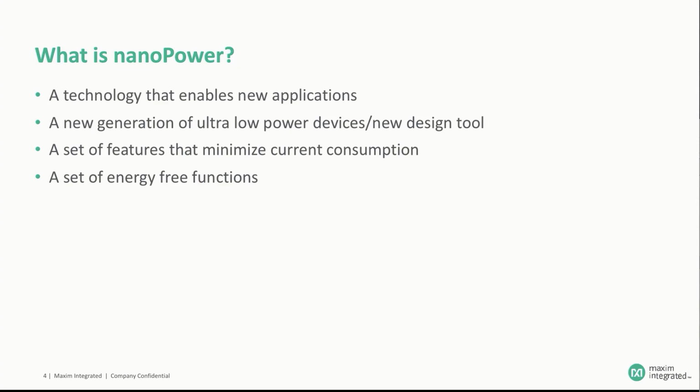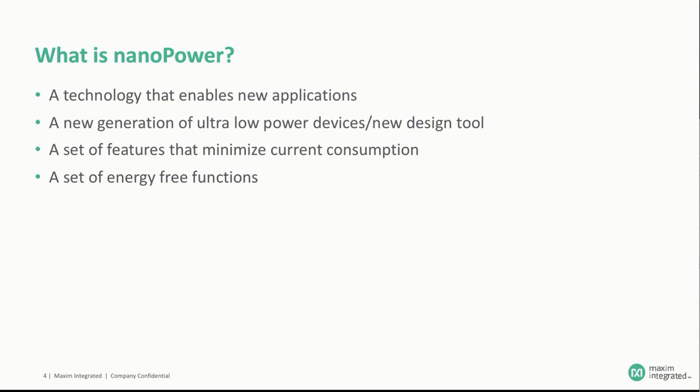If we look at any class of devices, they are always optimized for certain types of performance, be that efficiency, noise, speed, etc. In the case of nanopower, these devices are optimized for quiescent power consumption. In this case, you have a new set of tools that you can apply to designs that require ultra-low quiescent current.